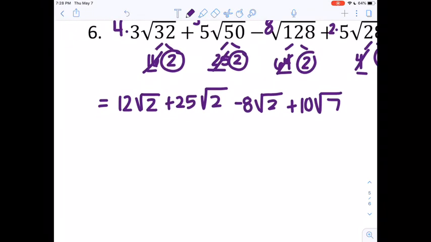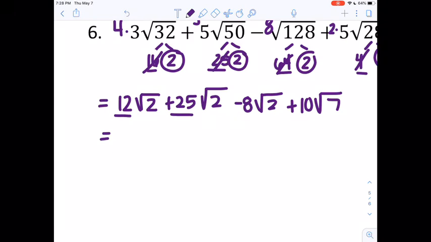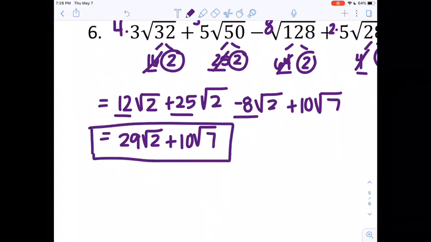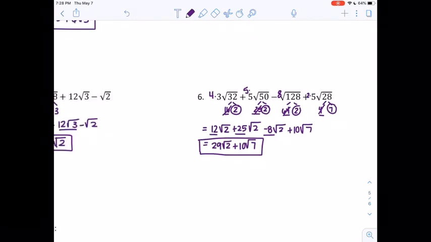So the first 3 can be combined and the last one cannot. So 12 plus 25, that's 37, minus 8, that's 29 root 2, plus 10 root 7. And since these aren't the same radicals, you cannot combine them and you leave them as is.